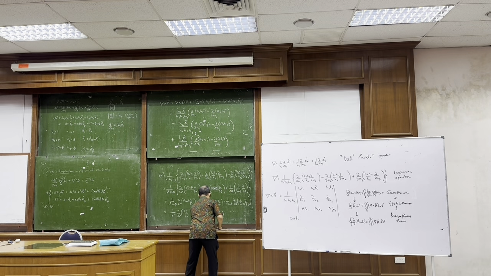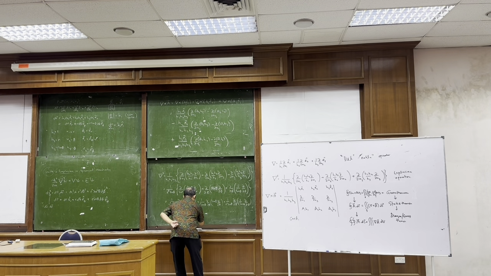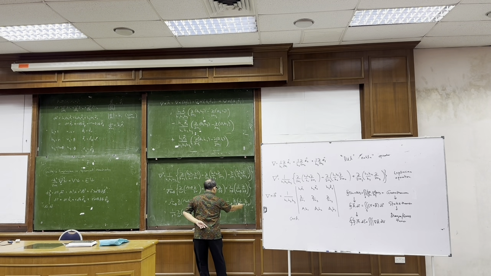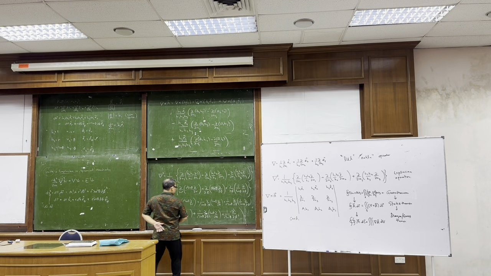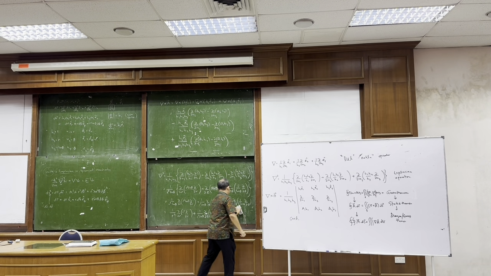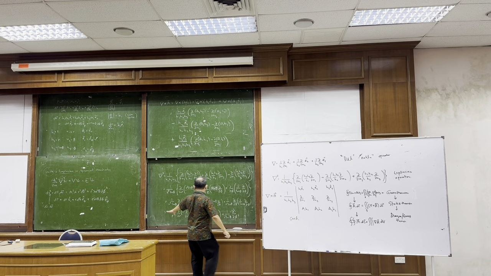1 over r squared sin theta, you just leave it like that, and then d theta, and then this sin theta d theta, and then this one is very easy. Take out 1 over r squared sin squared theta, and you just double differentiate this with phi. Okay, just like that. This is the final one.